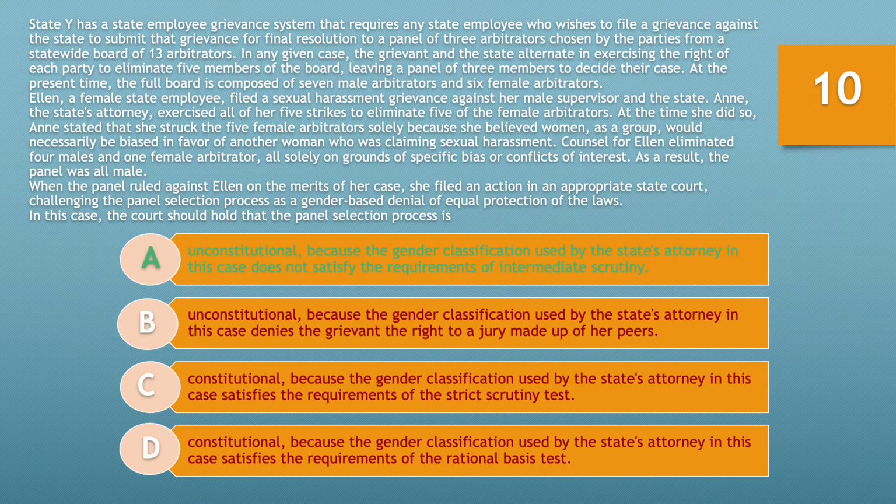That is accurate, and Batson challenges generally apply to juries. However, here we're looking at a different scenario, which is a panel of arbitrators and has nothing to do with juries themselves. So as a result, B is not relevant.